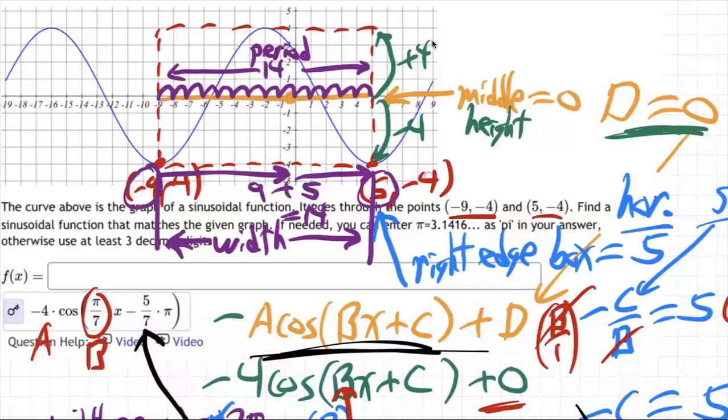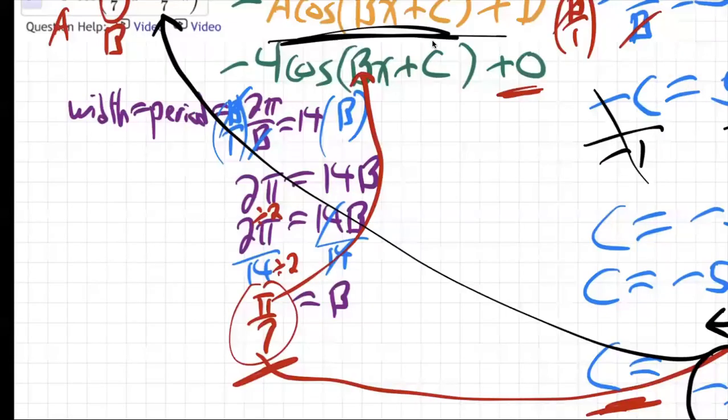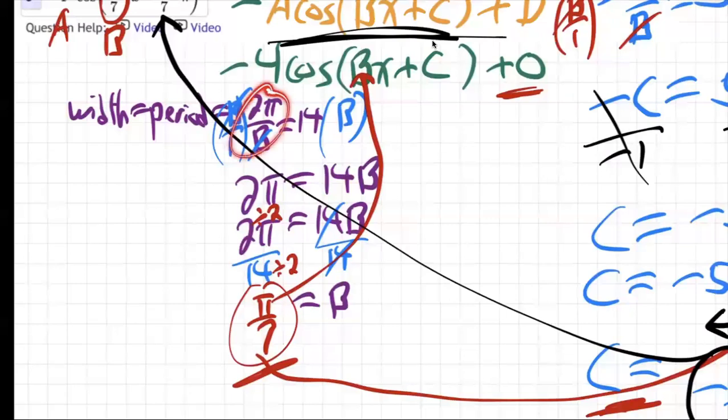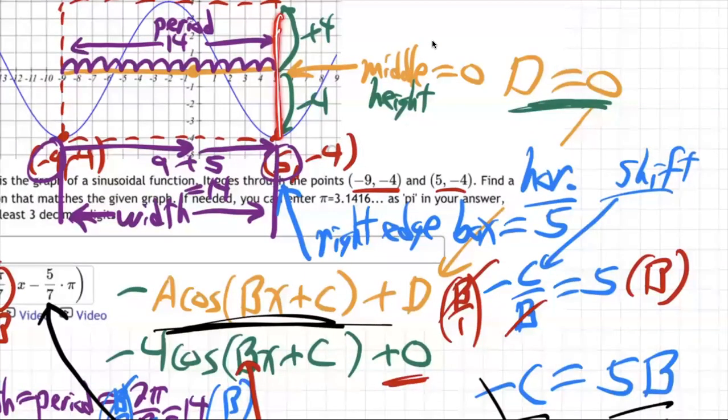And then for B and C, for B, you got to take the width of the box. How wide is the box? That's just 9 that way, 5 that way, add them up, 14. And the formula is 2 pi over B equals the width of the box. It's called the period. Solve for B, you got B. And then you got to find the right edge, or you could use the left edge. It doesn't matter, works out either way. I used 5 as the right edge. Right edge is 5 of the box.